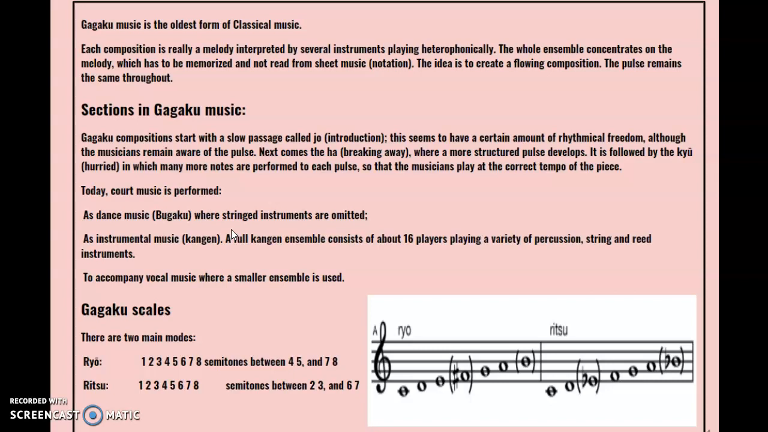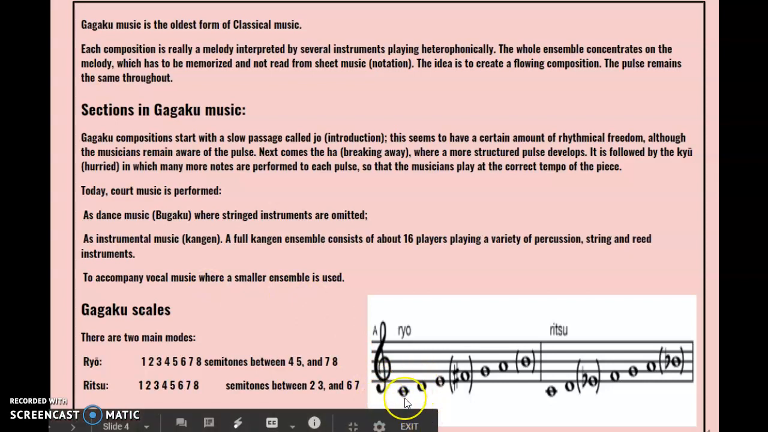Okay. You don't have to know the bugaku and the kangen, but it's interesting to stop here and read through this part. We have two types of scales. We have the ryo and the ritsu. Now you know in a Western scale, if I have a major, I have my semitones between 3 and 4 and 7 and 8. Look at that ryo scale. I have my semitones between 4 and 5 and 7 and 8.